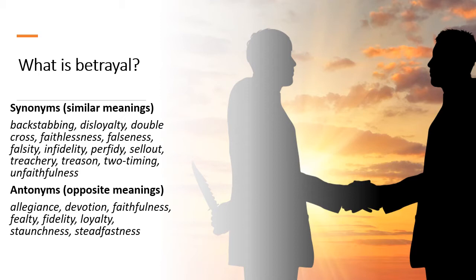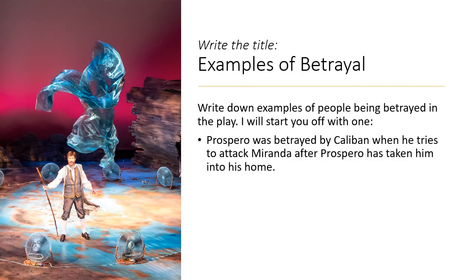So we're going to be thinking about betrayal and the examples of betrayal that we can see in this play. I've put one down for you. Can you write down in your exercise book or wherever it is you're writing what you think are some examples of people being betrayed in this play? So the first one I've written down for you is Prospero was betrayed by Caliban when he tries to attack Miranda after Prospero has taken him into his home. Can you write down a few more? Just pause the video here and they'll be on the next slide.